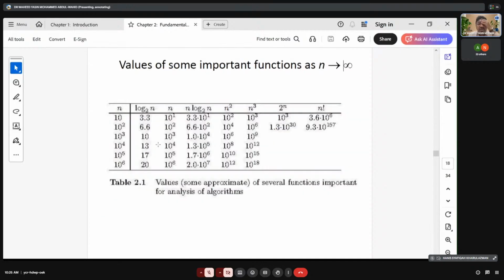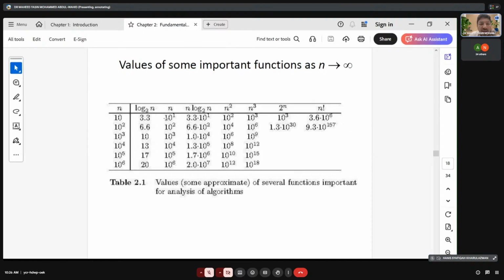Here are values of some important functions as n goes to infinity. When n is 10, we have 3.3; 10 power n, 3.3 times 10 power 6; n power 2, 10 power 2; n power 3, 10 power 3. These are approximate values of several functions of importance.